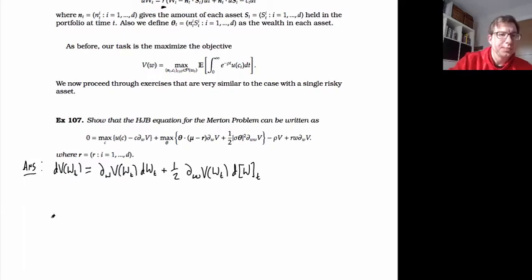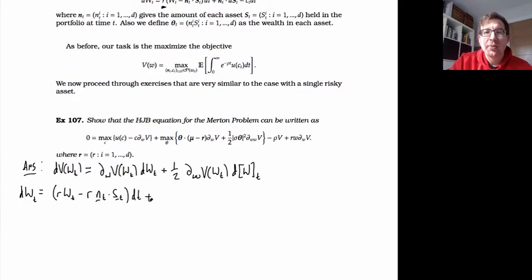dW(t), as I wrote above, is equal to r lots of W, minus r lots of n dot producted with S, the prices of the stocks, dt, plus n times dS, minus c(t) dt.